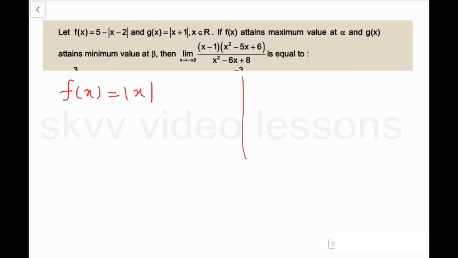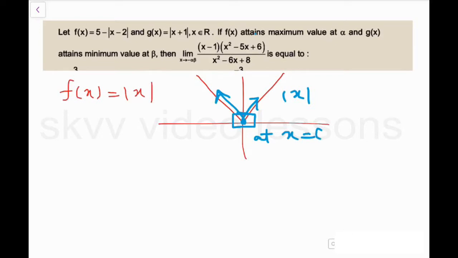So if you see the graph of mod x, this is the graph of the mod x function. Here you can see this is the modulus of x. The modulus function takes minimum value here and it goes up, here also it goes up. So here we have the minimum value. Where it takes the minimum value is the important thing. It takes the minimum value at x is equal to 0.